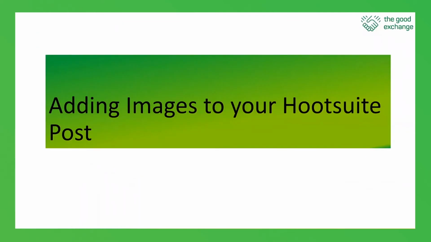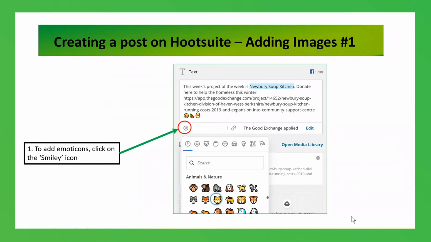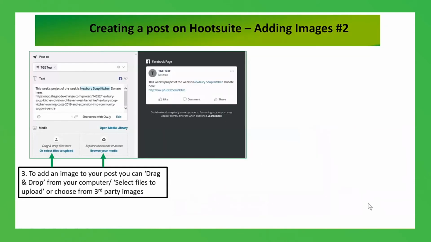Once you've got your text in your Hootsuite post and you've got that all created and you're happy with that, you might want to add some images. Hootsuite images work in a very similar way to all social media posts. If you want to add an emoticon, you can click on the smiley icon at the bottom of your text. You can see this box pops up and you can click on the different types of emoticons. I've just selected a few here, so they appear there in your text and they also appear in your post.